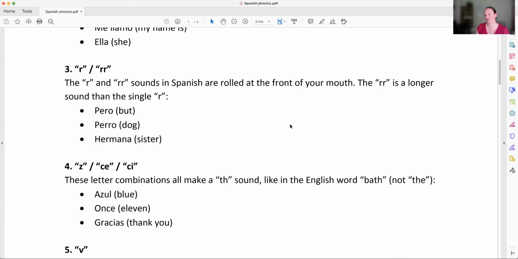If the R is before a letter like an M, in English we wouldn't pronounce it at all. For example, in German you don't hear the R. In British English, you don't hear the R there. In Spanish, you still need to say R, but it's a little bit softer here. So hermana, hermana.